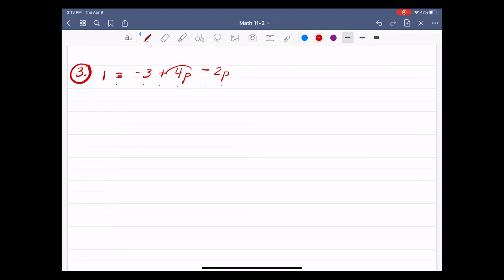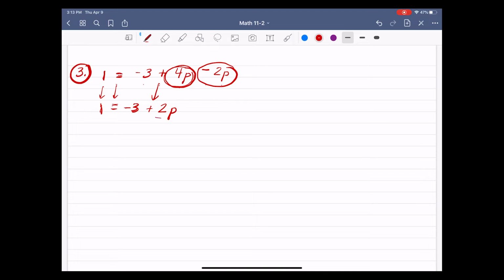We have a positive 4p and we have a negative 2p. We can combine those like terms. The difference between 4 and 2 is 2. The sign of the number that appears greater is positive, so we know we have 2p. Then I'm going to bring down my plus and my -3 and my equal sign and my 1. So I'm left with 1 equals -3 plus 2p.